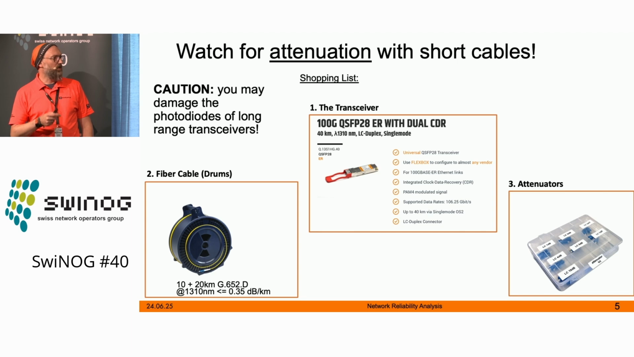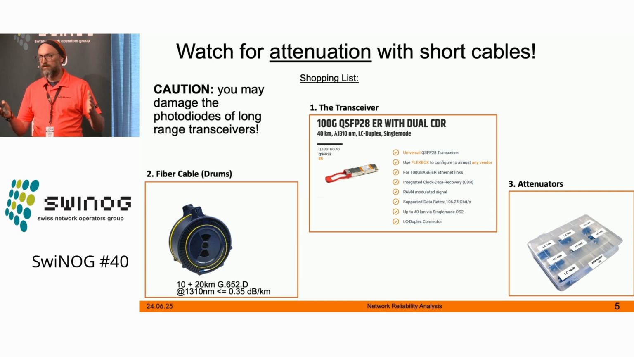We took a 100 gig QSFP28 ER1, doing 40 kilometers. We used a couple of fiber drums in the range or span distance of 10 or 20 kilometers, and we cascaded them to different lengths. And to make it really precise, because we wanted to reach the edge cases, we also used attenuators.